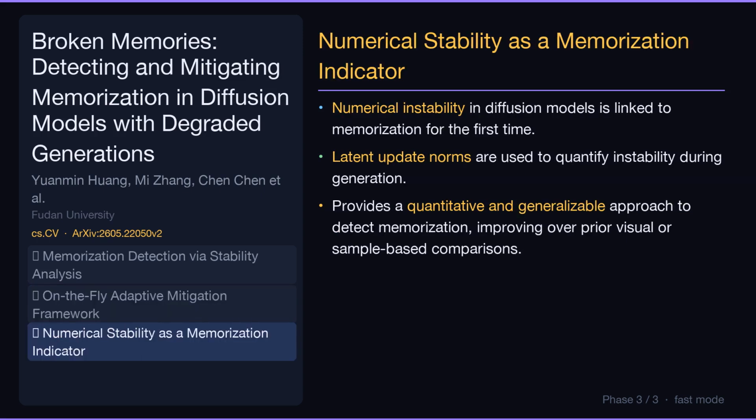Contribution 3. Numerical stability as a memorization indicator. Numerical instability in diffusion models is linked to memorization for the first time. Latent update norms are used to quantify instability during generation. Provides a quantitative and generalizable approach to detect memorization, improving over prior visual or sample-based comparisons.